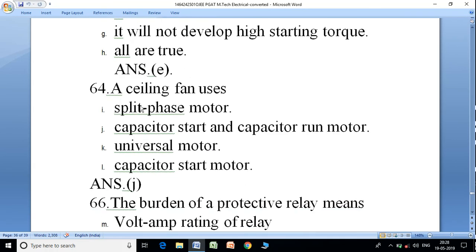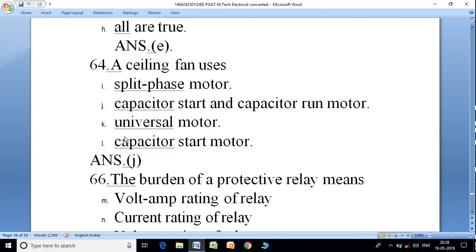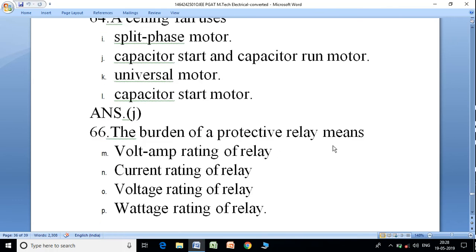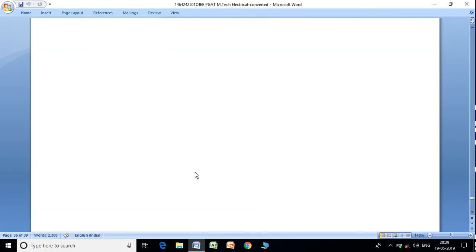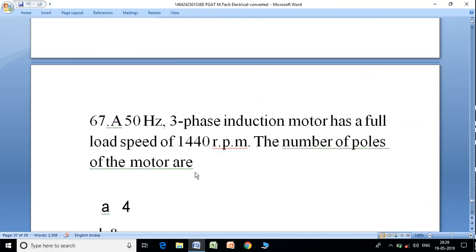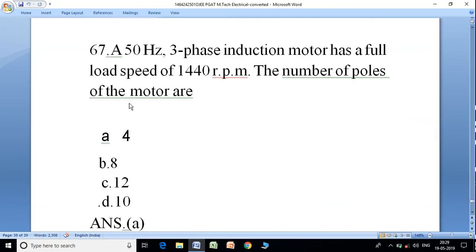Next question is about a ceiling fan: is it an induction split phase motor, capacitor start, or capacitor run motor? So this is the correct answer. The burden of a protective relay means the volt ampere rating of the relay. So answer A is the correct answer. Some other questions are there.